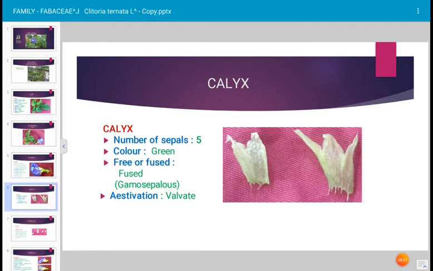They are gamosepalous, and aestivation is valvate because it is gamosepalous. All the gamosepalous type of calyx have a valvate aestivation. Aestivation is the arrangement of sepals in the flower.